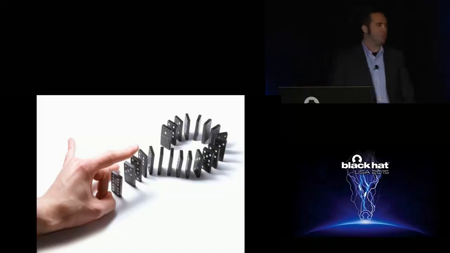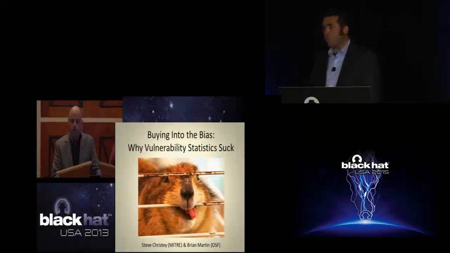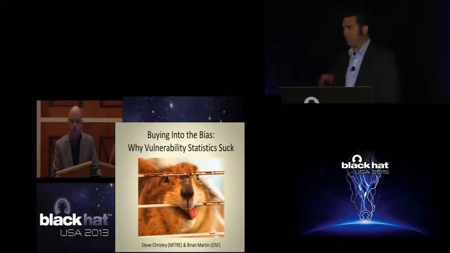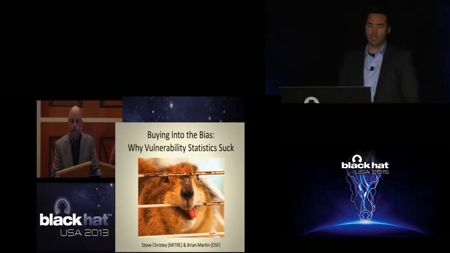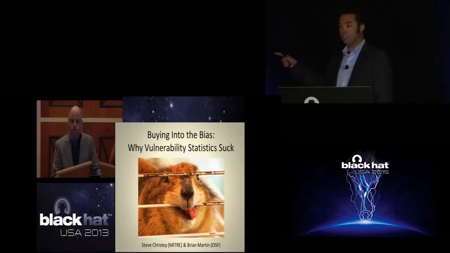So what happens when you don't think you understand what's going on? Well, you turn to metrics, some sense of what's going on out there in the world. In the security space, we love our metrics. We're always seeing vendor reports coming out, with a bunch of stuff on vulnerability statistics. In Black Hat 2013, Steve Christie and Brian Martin did a talk on vulnerability stats and pretty much why they suck. If you're interested in understanding that sort of thing, you can go check this out.